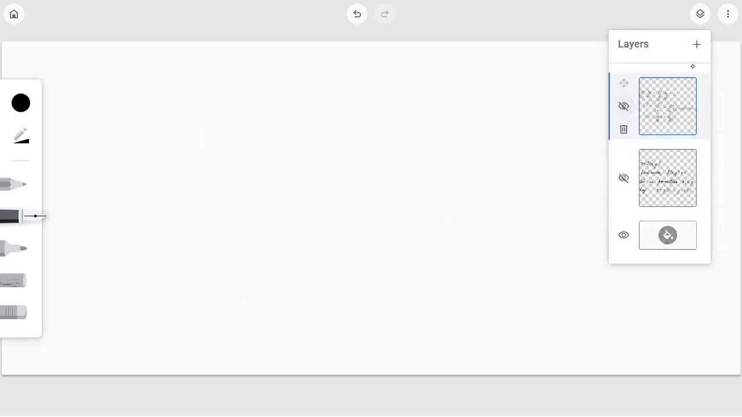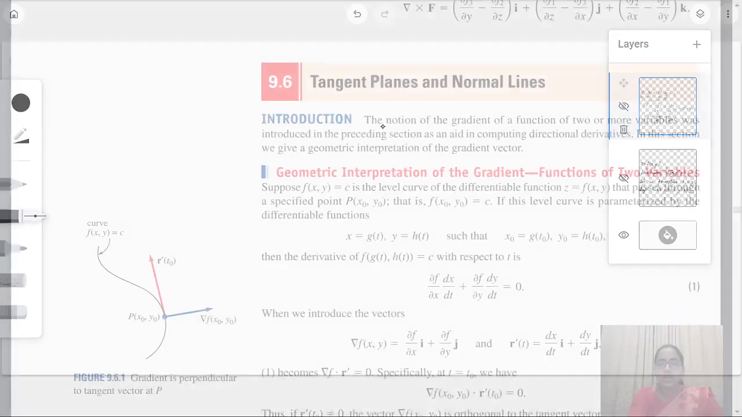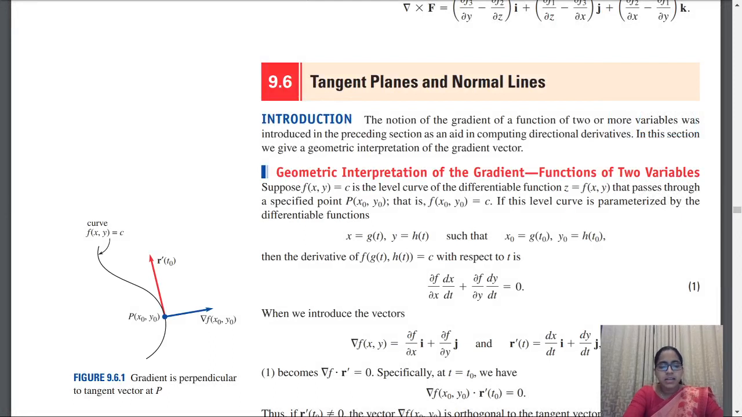In a similar manner, we can do the three-dimensional case also. The figures are clearly given in your textbook. You can see a curve f of x, y equal to c, and at any particular point the tangent vector, that is r dash of t, is given by the red arrow.